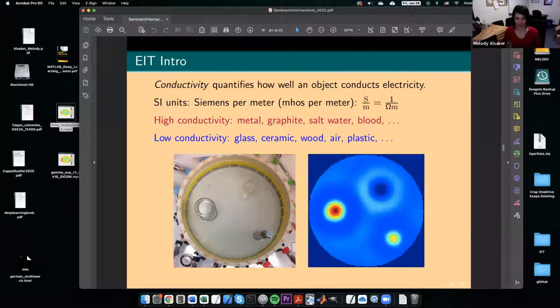Okay. And then our picture here shows a tank setup. This is an experimental setup. This is a PVC tank with electrodes all the way around the outside of it, filled with a saline solution. Salt water does conduct electricity. Inside the tank, we have 3 objects: 2 of them are metal and 1 of them is glass. And here is the resulting conductivity map after we reconstruct the electrical conductivity based on the boundary measurements. We can see the metal objects showing up in red and the glass object showing up in blue.